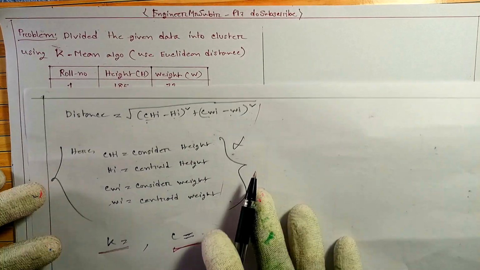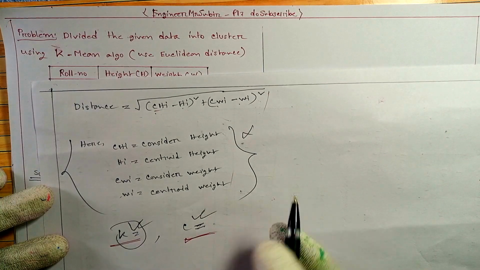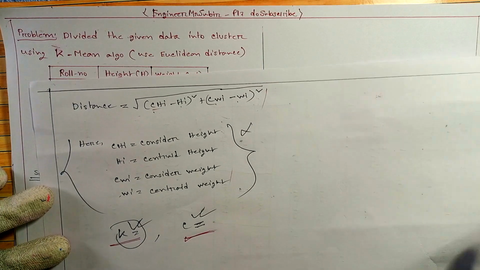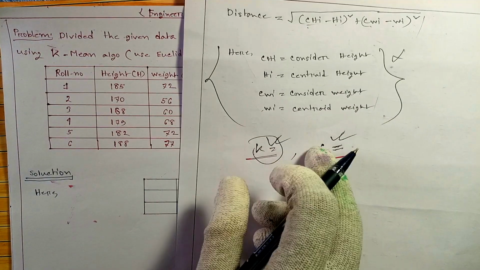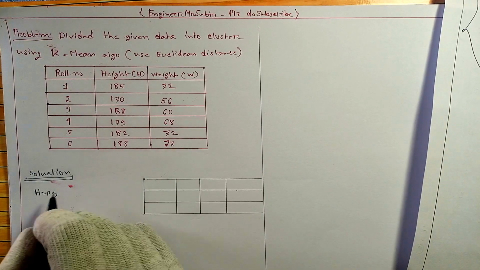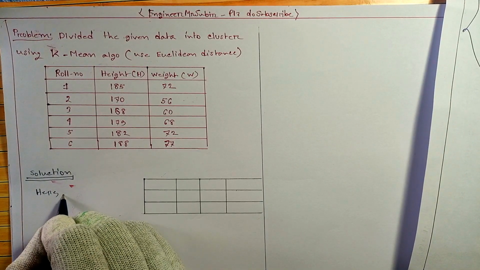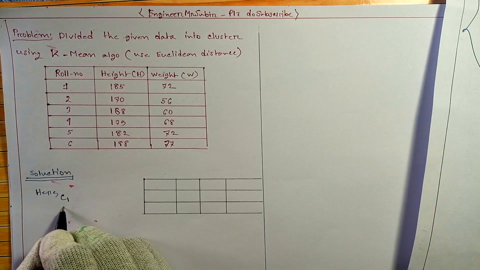Okay. And for clustering, we can consider k also, we can consider c also. Let me show you how you will solve this problem. Here I can use k also and c also. So for clustering, I just use c here. For c, cluster 1 and c2.